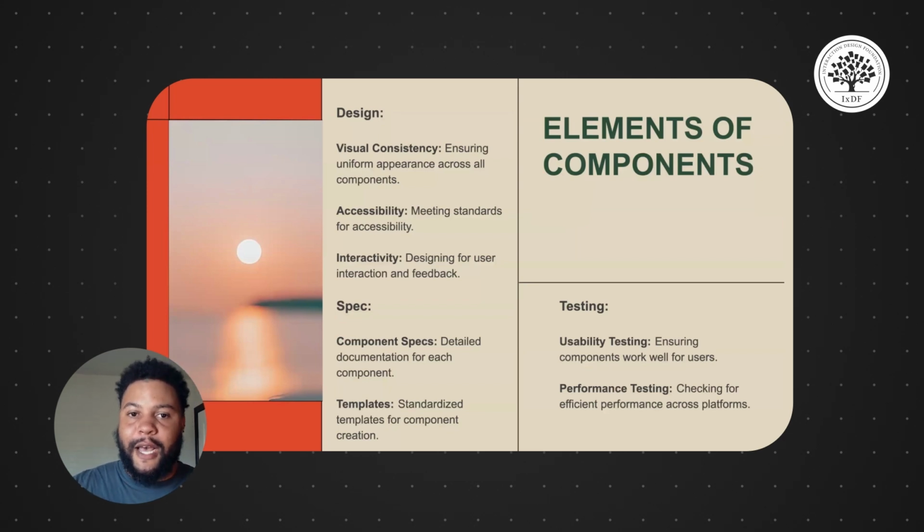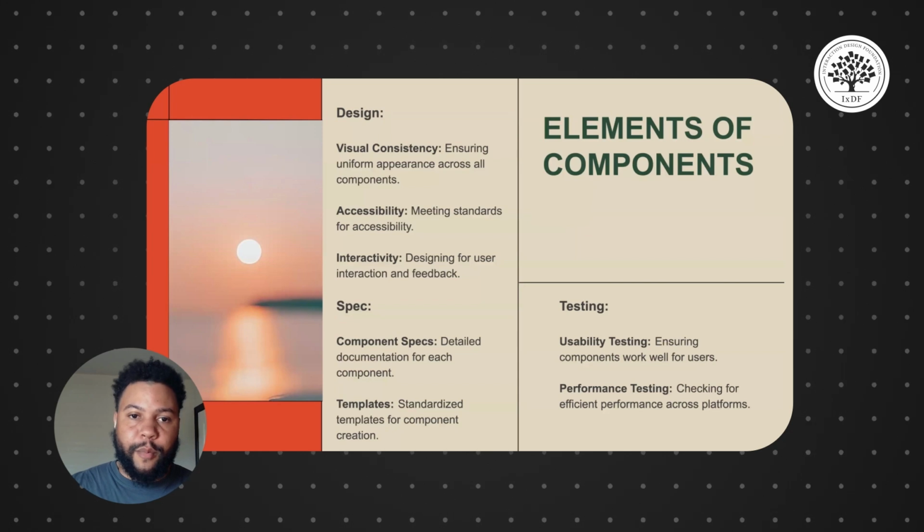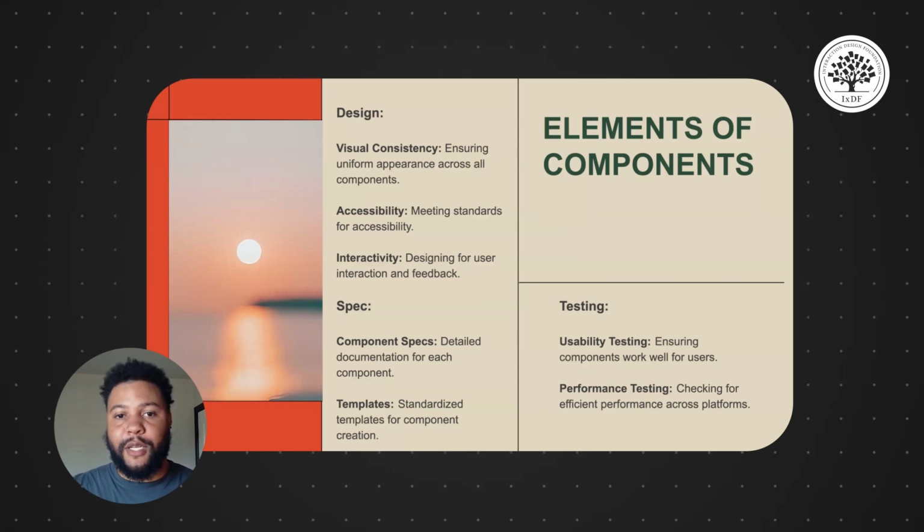In terms of design, visual consistency is paramount, ensuring that all components have a uniform appearance. Accessibility is also a crucial factor, as our components must meet accessibility standards to ensure that they are usable by all individuals. Just an extra nugget there, I know we hear a lot about accessibility when it comes to WCAG and having to meet the AA or AAA standards.